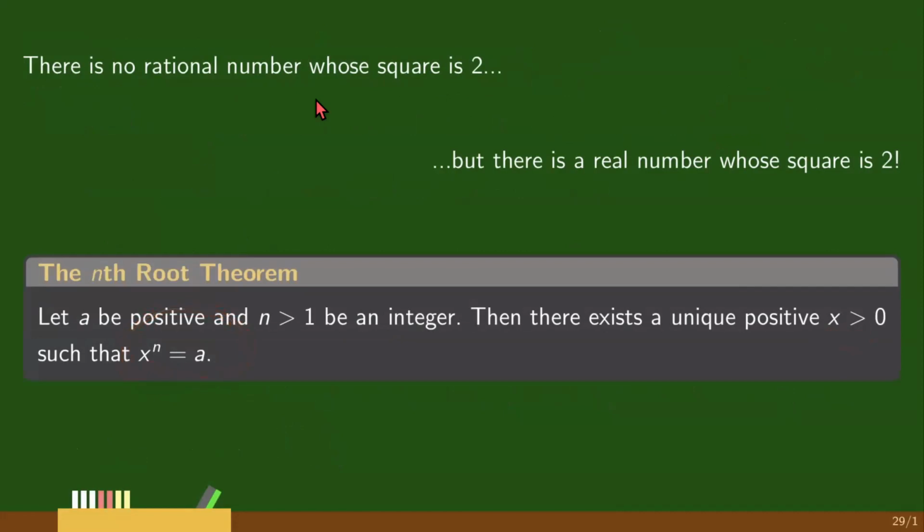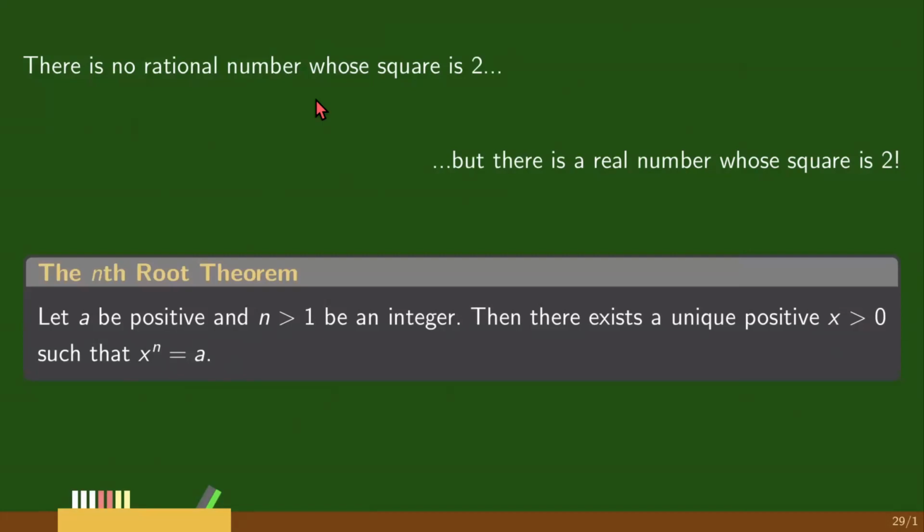Ibig sabihin, lahat ng positive numbers may nth root for any n. Pag sinabi kong may nth root, ibig sabihin nun, may real number na ang nth root ng nth power ay a. Imagine niyo no, kaya nating i-prove na nag-e-exist sila.